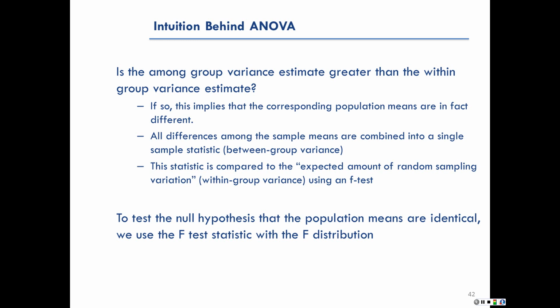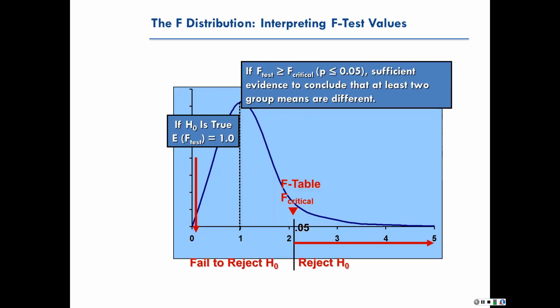And so to test the null hypothesis that the population means are identical, we use the F-test statistic with the F distribution. So here's a look at the F distribution. As you can tell, this is a distribution that ranges from 0 out to some positive value, right? And it bunches up at 1. So whereas in the normal distribution, the mean bunches up at 0, on the F-test, it bunches up at 1. And then we have this long, skinny tail that extends out to positive values.